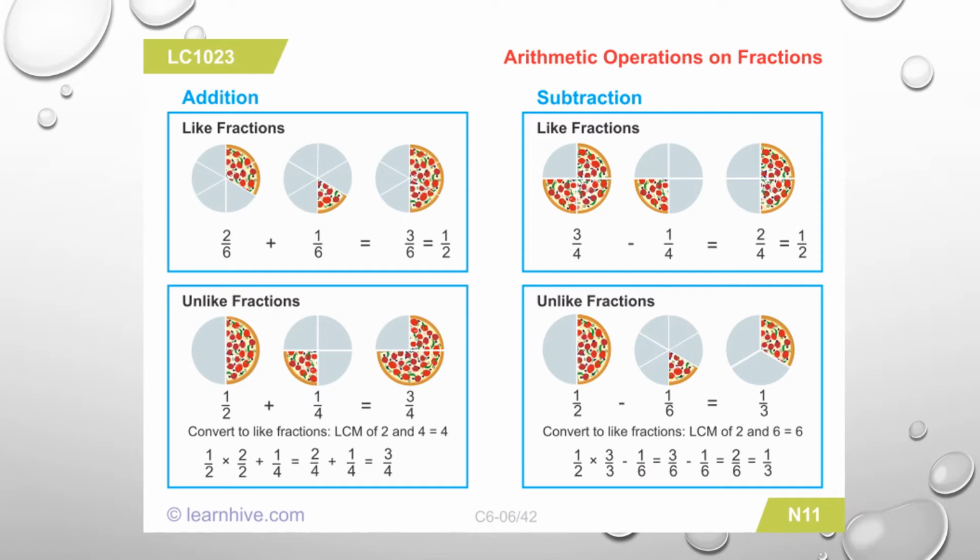Now we are going to see arithmetic operations on fractions. There are 4 operations: first addition, second subtraction, third multiplication, and fourth division. Now when we are looking at addition, there are 2 types: addition of like fractions and addition of unlike fractions. When we are adding like fractions, the denominators are the same. So 2 upon 6 plus 1 upon 6 is equal to 3 upon 6, which will give you 1 upon 2 when you reduce this fraction.